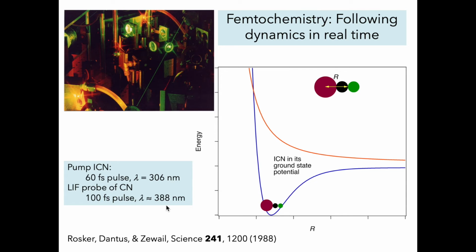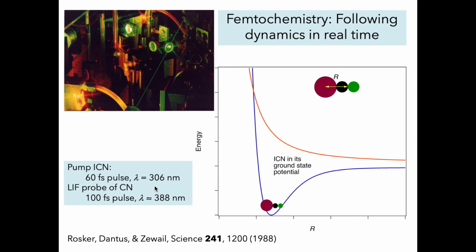So what were they able to do in Zewail's group? Let's start with the example of ICN. Here we're going to do what's known as a two-color experiment. One color of light will be used to excite the molecule. A second color of light will be used to probe a product.